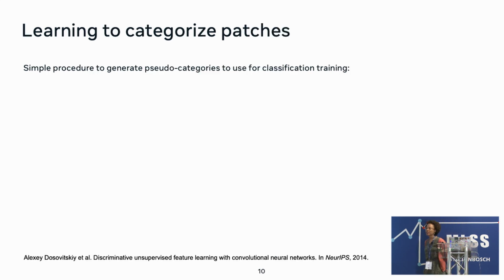So let's get our hands dirty. Why don't we start going through a few of these approaches. I'm going to start off with a work by Dosovitskiy et al. from NeurIPS 2014. This is a method that proposes, as a pretext task for producing labels that are useful for learning representations, to learn to categorize different patches taken from an image. This is a pretty simple procedure, and I'll walk you through it.